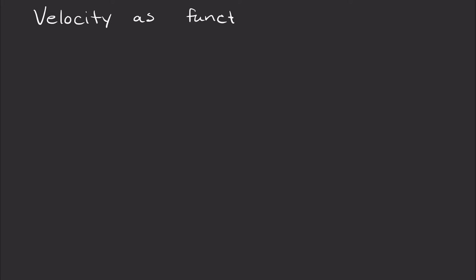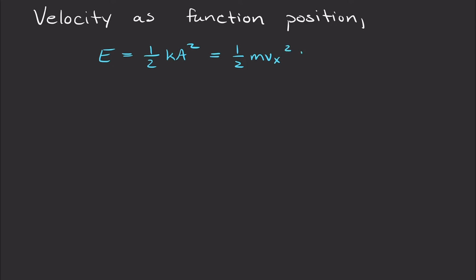Well, we can get our velocity as a function of position. So it depends on where we're at. So we can use energy, which we said the total energy is equal to 1/2 kA squared. It's worth noting here, if you know the spring constant and you know the amplitude, the maximum displacement, that is sufficient to solve for the total energy. That's all you need. But this is also equal to the energy at any other time, since it's conserved, it's not going away, and it's constant.